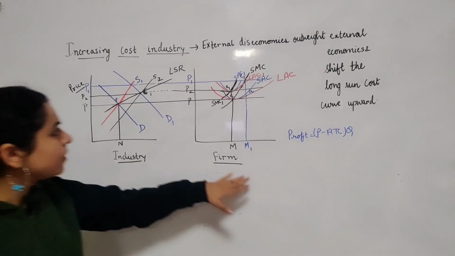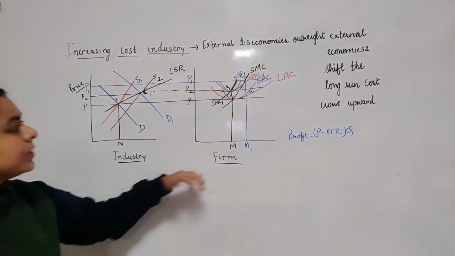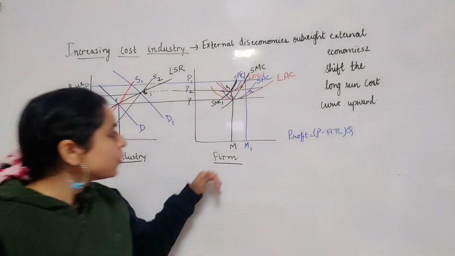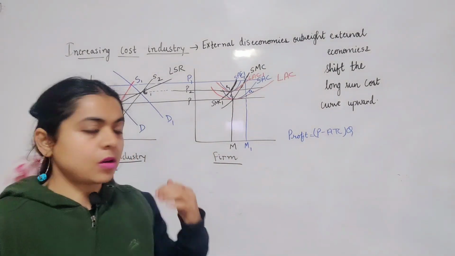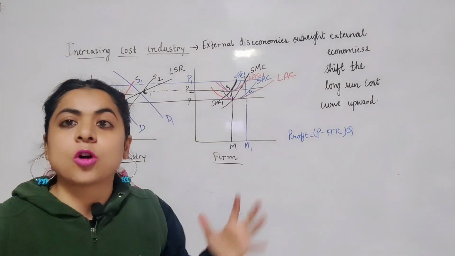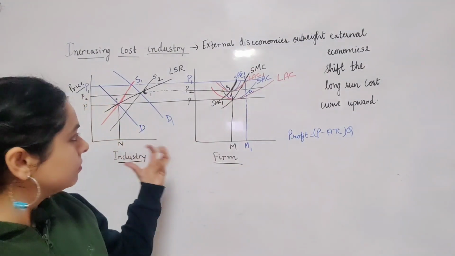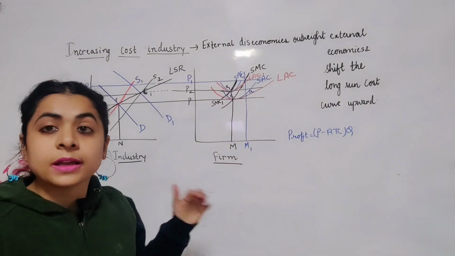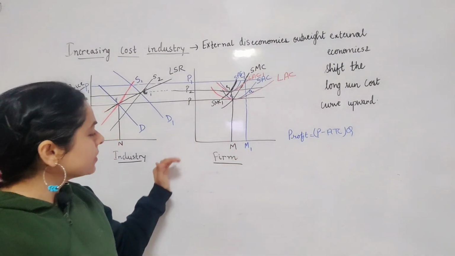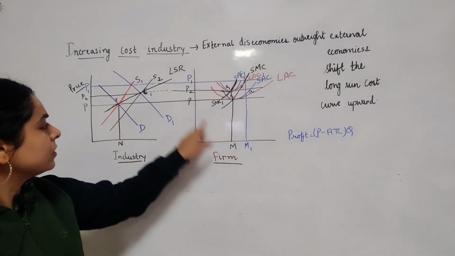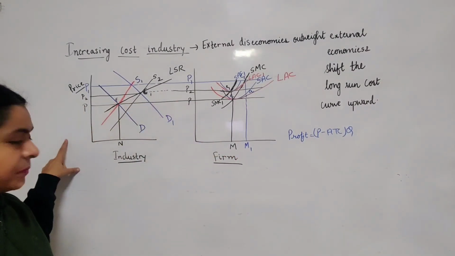And as far as the firm is concerned here, in case of an increasing cost industry, the final output for the firm may increase, it may decrease, or it may remain the same based on the shifts in the cost curves. Here I have assumed that the final output for the firm will remain the same as it was in the initial position, as it was at the initial price P.